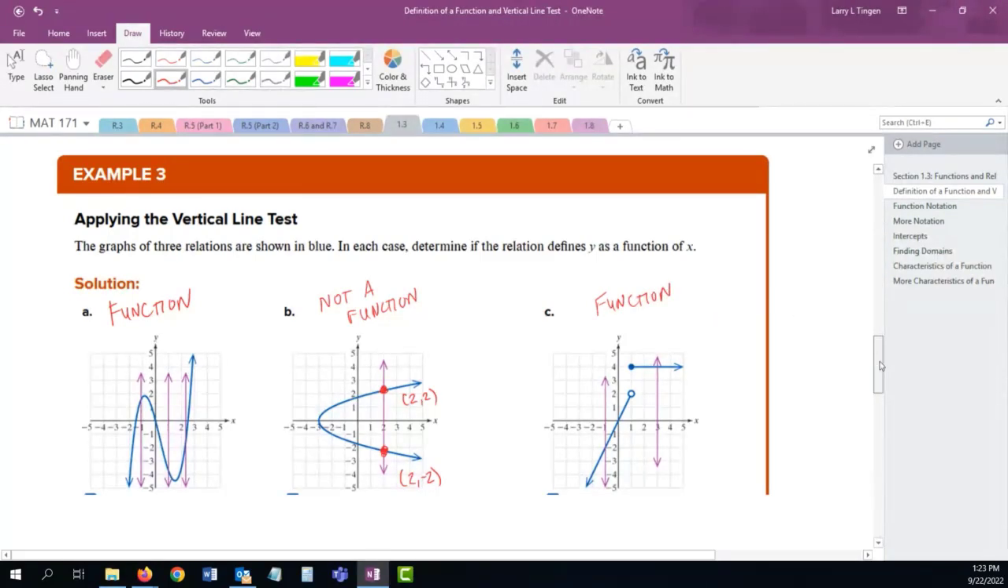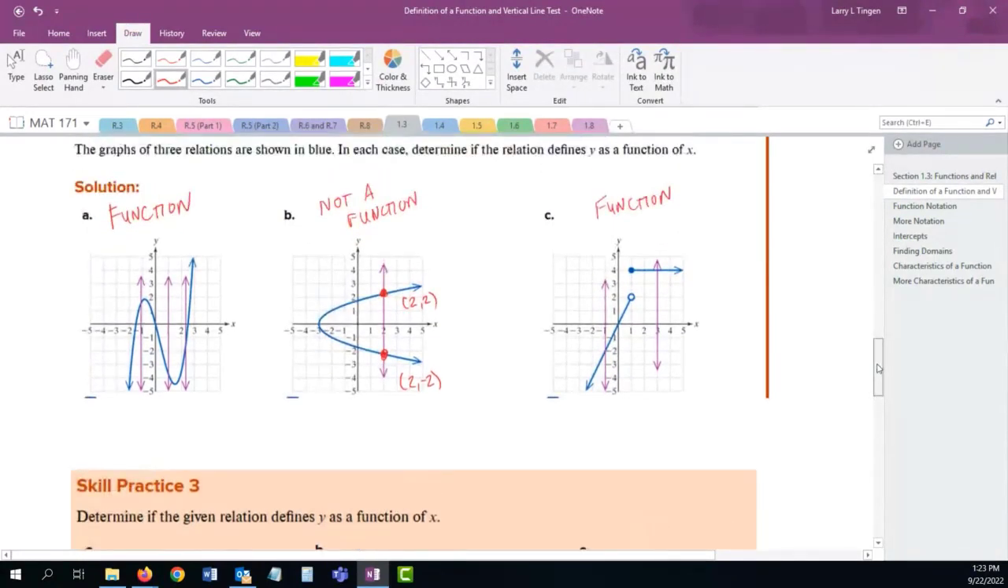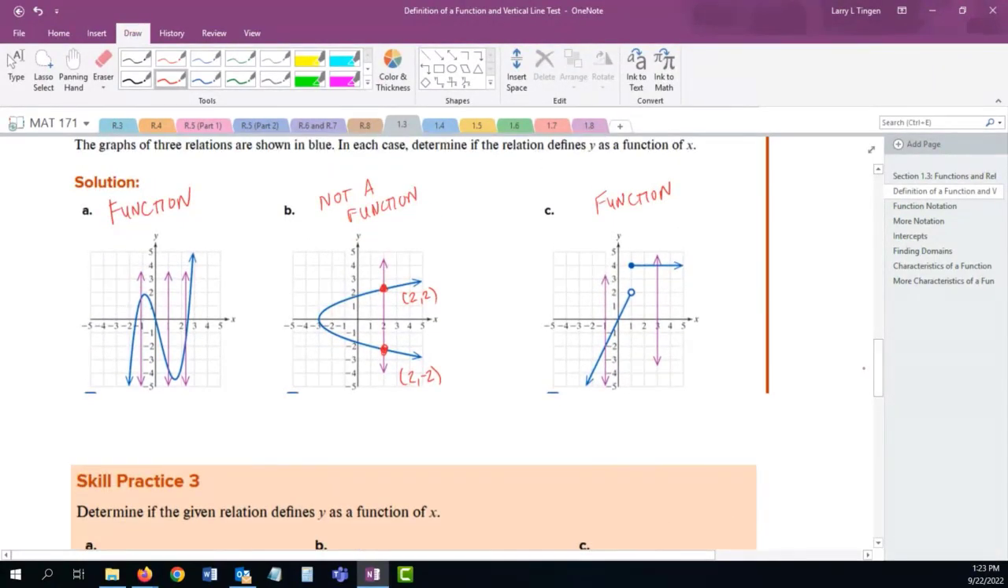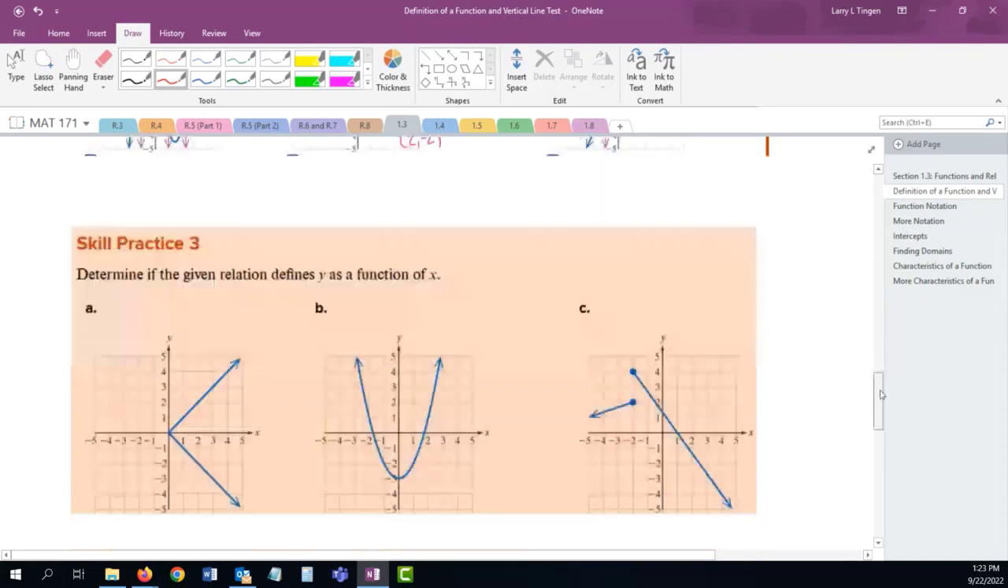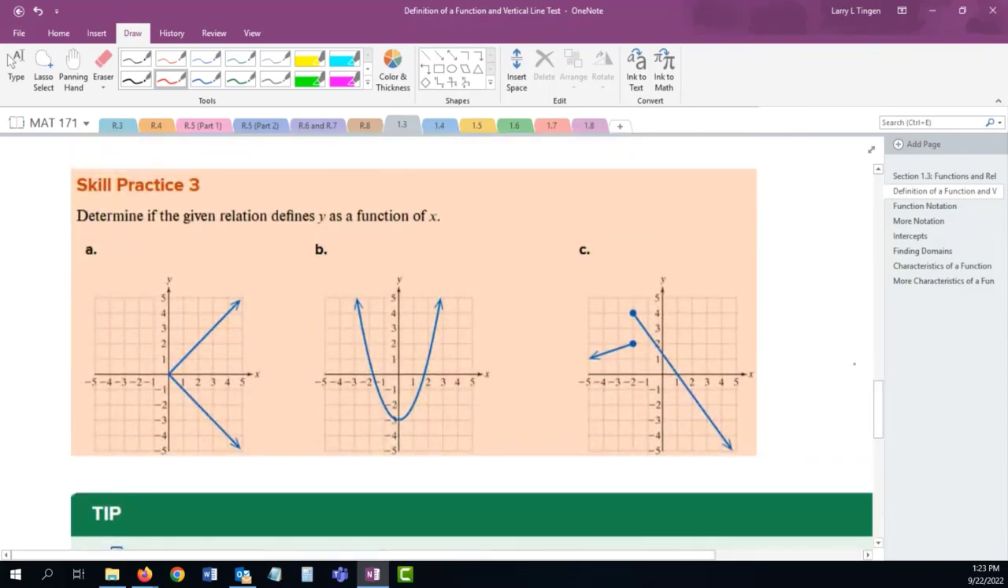Okay, it's all about that vertical line test. So those are the 3 examples the book gives. Let's look at the 3 examples that it wants us to do on our own. All right, so there is part A, part B, and part C.